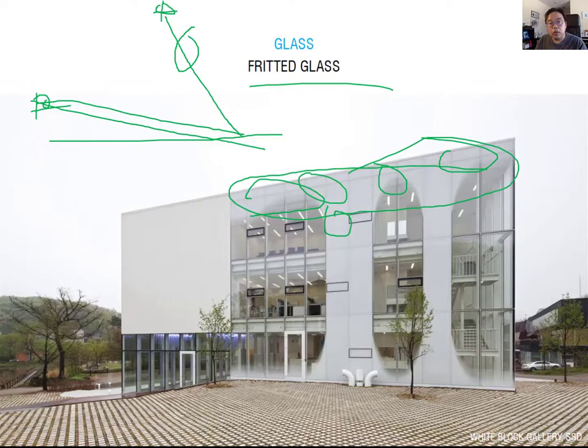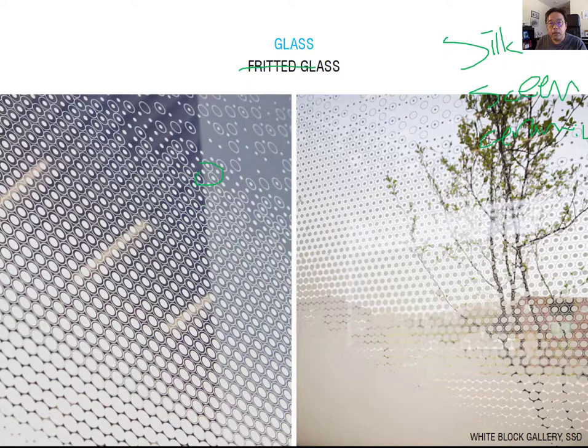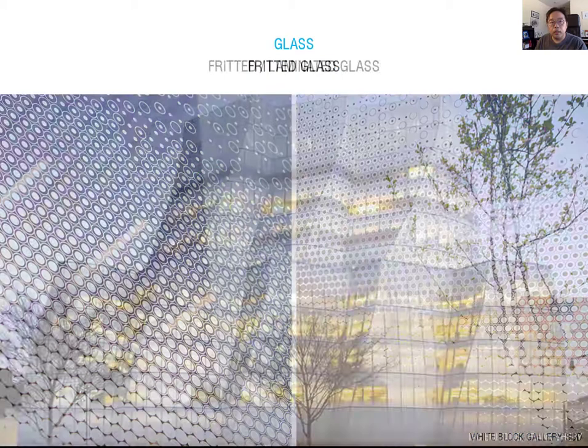Also, they are making a more solid, more dense space because this is more of a private space from the outside. After calculating from the program needs and the sun energy needs, they created this gradation pattern using printed glass made by silk screen, with ceramic over the glass. Okay, so this is another example.